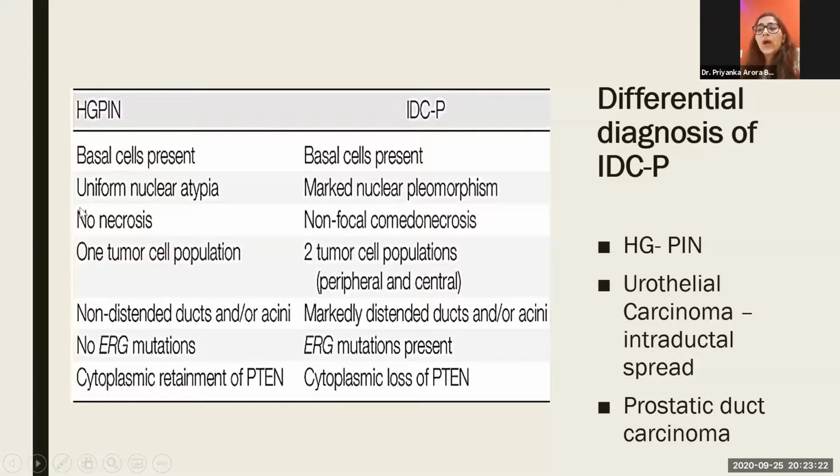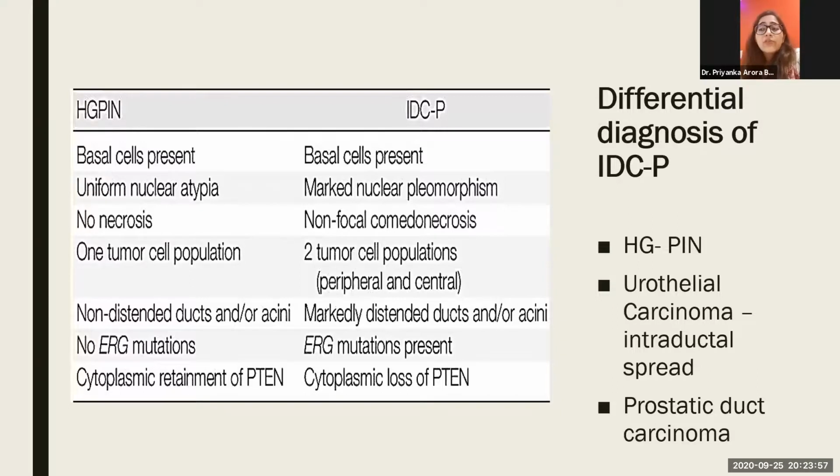Then again, usually in a high grade PIN, you have very uniform nuclear atypia. Obviously it's a high grade PIN you're calling it, but the atypia that you see is very uniform. All the cells will show similar features. Whereas in IDC, just imagine that these are cells which are highly aggressive and very bad. Even among the neoplastic cells, these are the bad category of neoplastic cells. So these show marked nuclear pleomorphism, not uniform nuclear atypia.